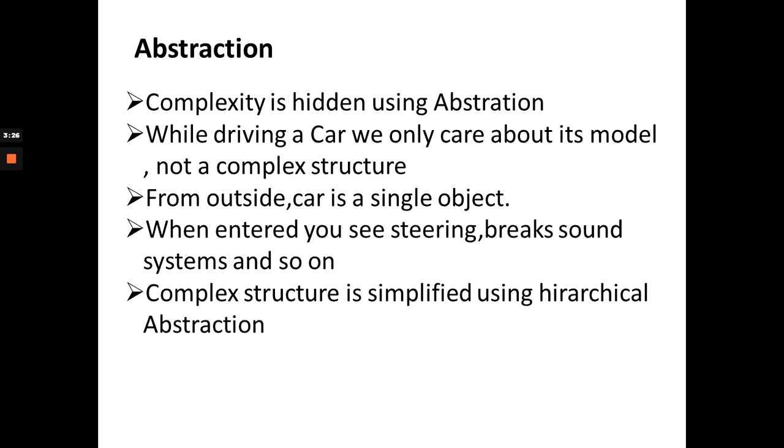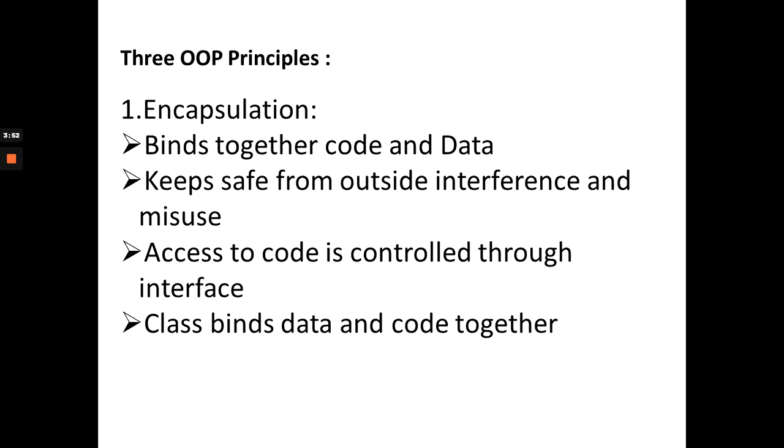If you are viewing a car from outside, it is only considered as a complete object. When you go inside the car, then each and every layer is considered as a hierarchical abstraction. So you don't have to care for each and every object from the outer layer. So abstraction is basically hiding the complexity inside the object.